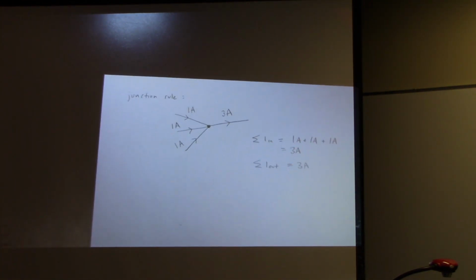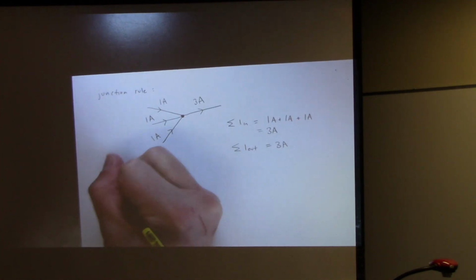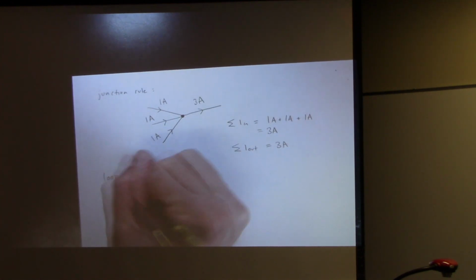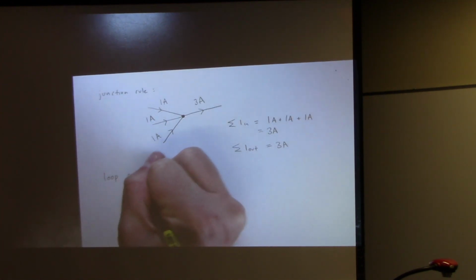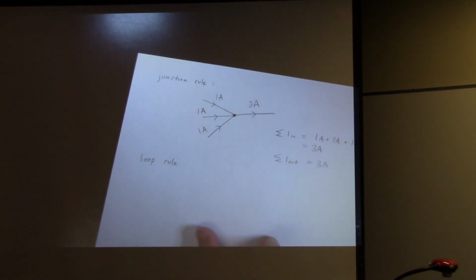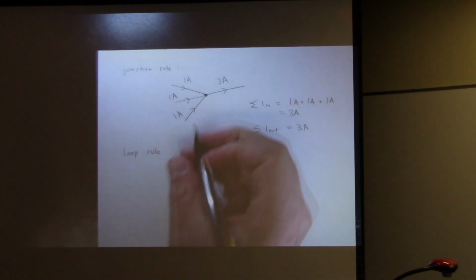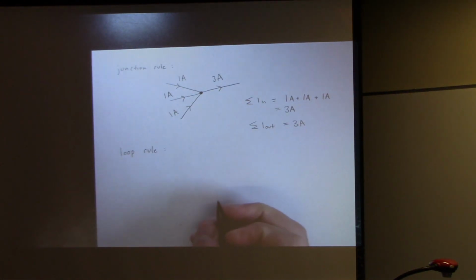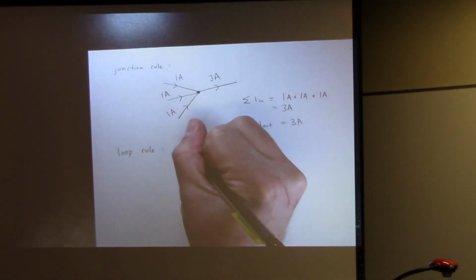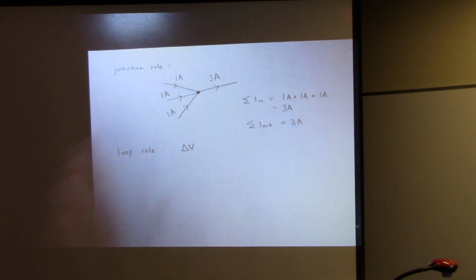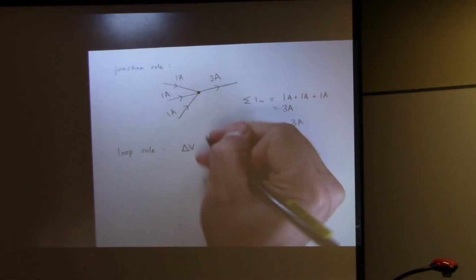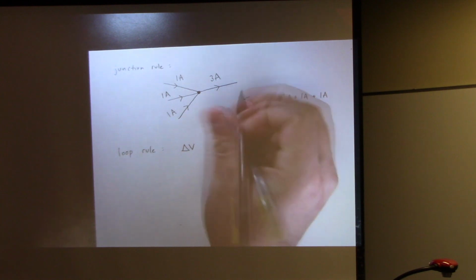Okay. Now, the next one is the loop rule. And again, I want to give you guys some kind of sense as to why the loop rule is true. And, well, let's start with this. The loop rule has to do with changes in electric potential, or delta V, as we go from one point on the circuit to another.